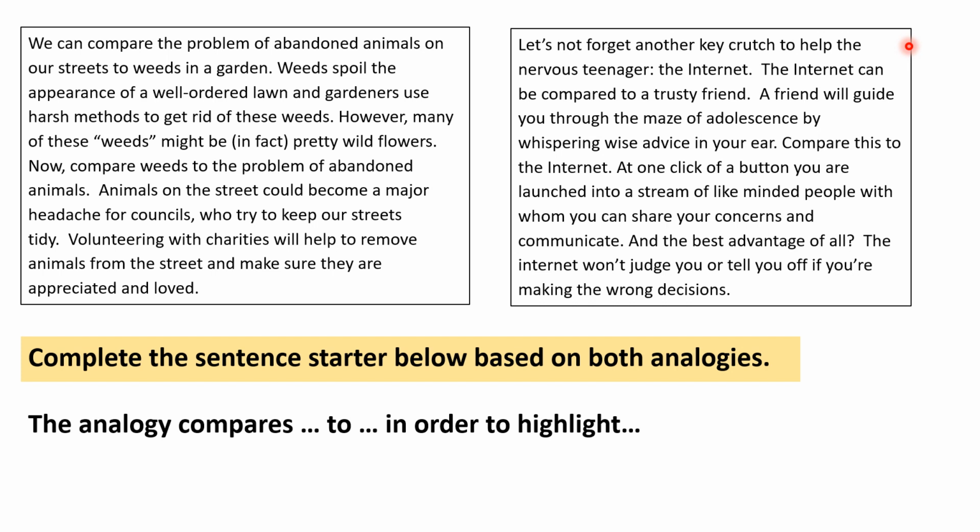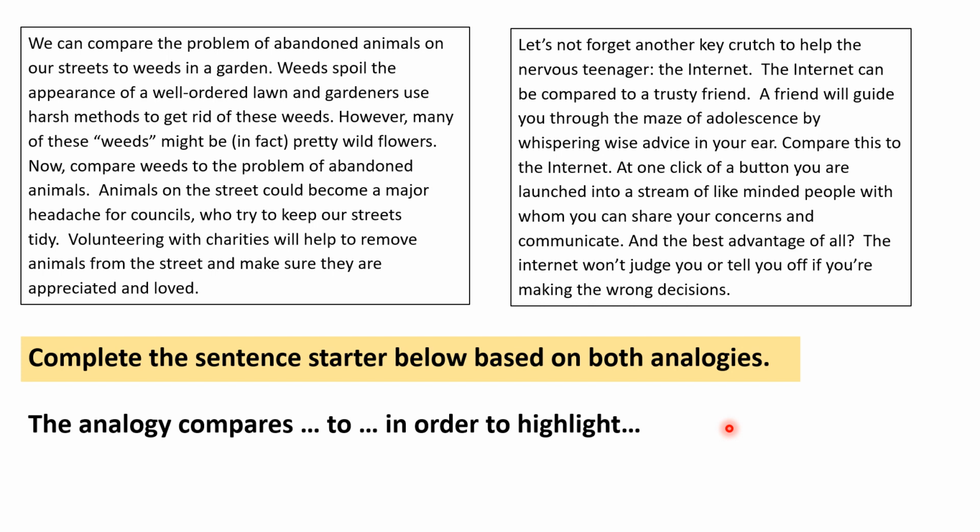Okay, so these are both examples of analogies, and they both compare two things to highlight something particular about their argument. So what I would like you to do now is complete this sentence starter based on both analogies. For this analogy, you're going to write: the analogy compares X to Y in order to highlight. And then for this analogy, you're going to do the same thing, producing a total of 2 sentences. Pause the video and spend about 3 minutes completing this task now.